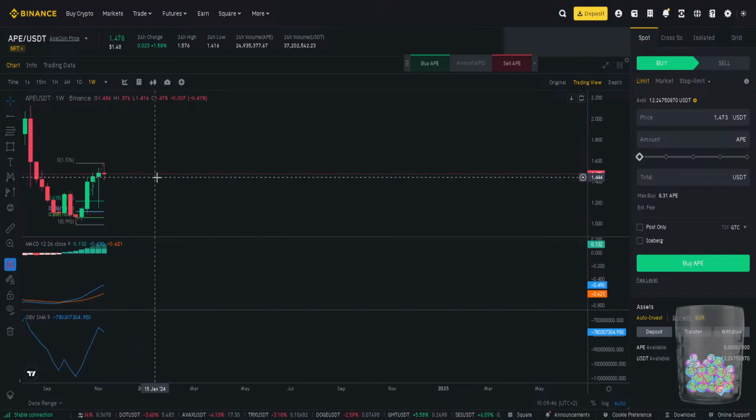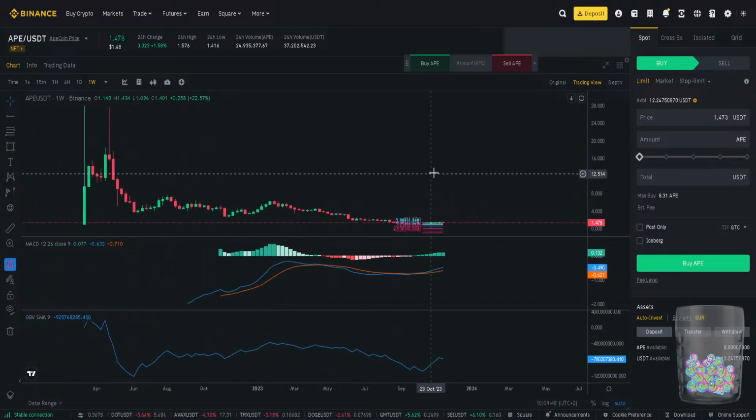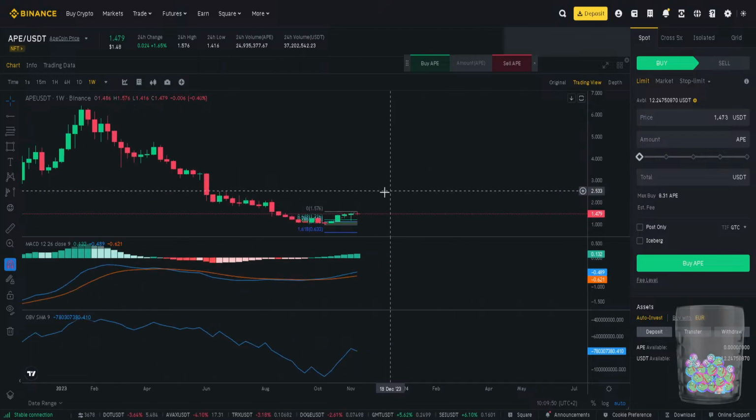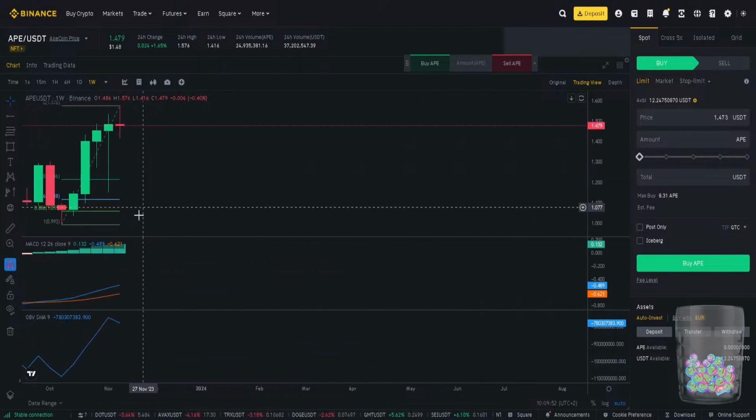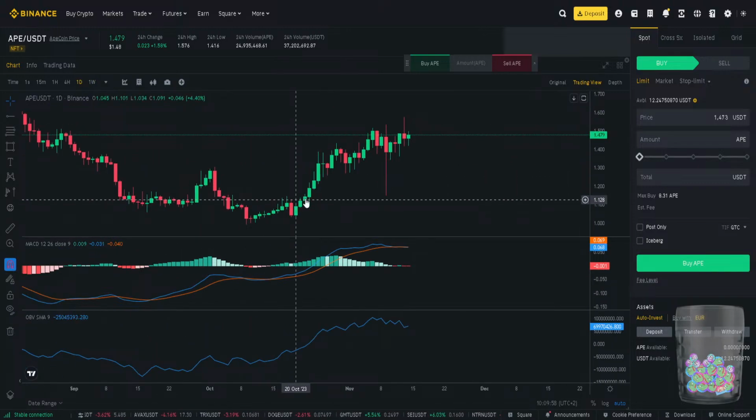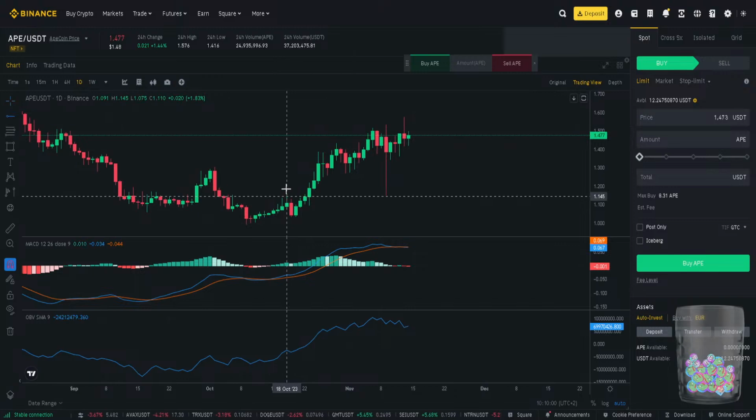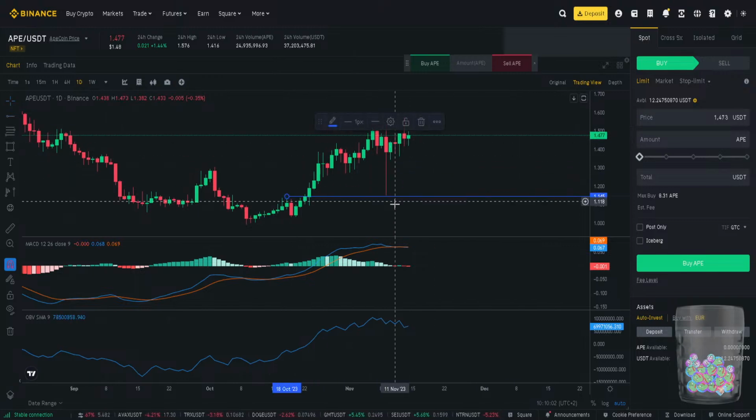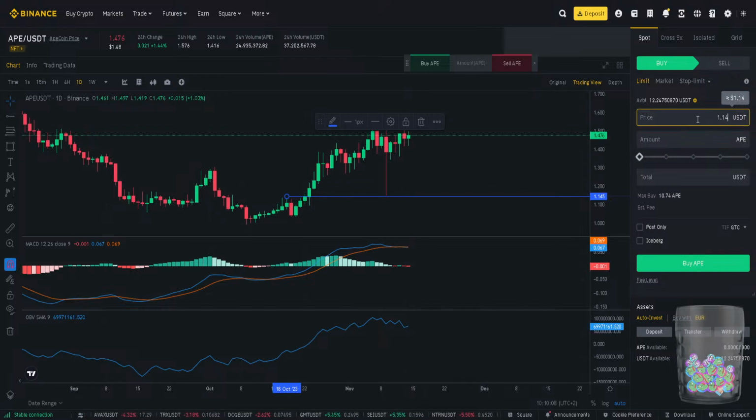Some bullish divergences there. It's really not one of the nicest charts we've seen. But there's a W breakout there. You can see this wick. So this wick is going to be filled. 1.145. Really cheap order. Let's try and get that.